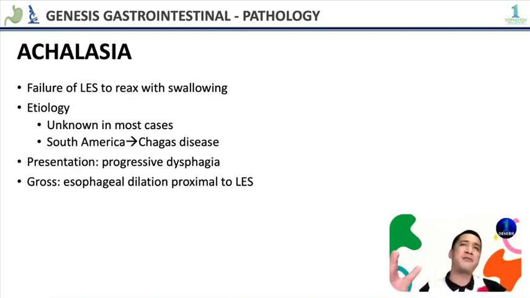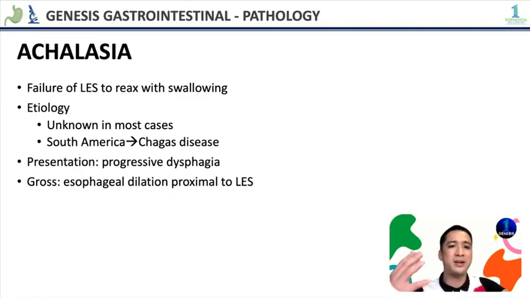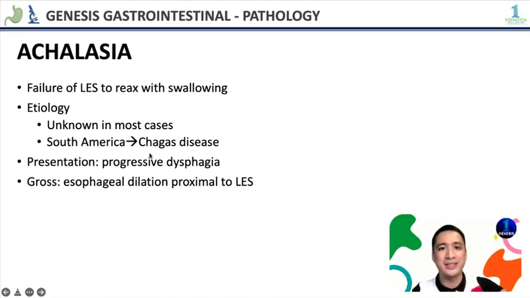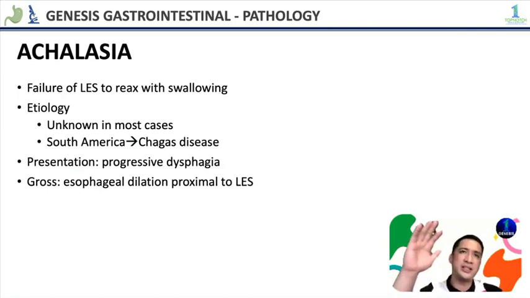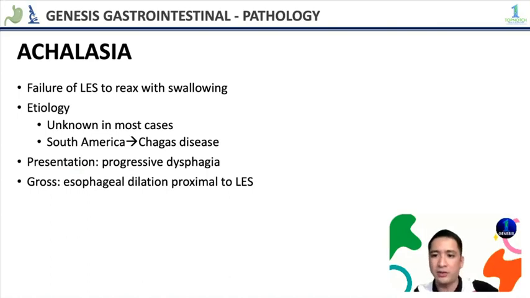Etiology, we have primary etiology or secondary etiology. Primary, we do not know, no? Idiopathic in nature. Secondary cause, for example, is your Chagas disease or Trypanosoma cruzi infection, your South American trypanosomiasis. Presentation, usually the patient presents with progressive dysphagia. So sa simula, hindi siya makalunok ng solid, then eventually hindi siya nakakalunok ng liquid, no?